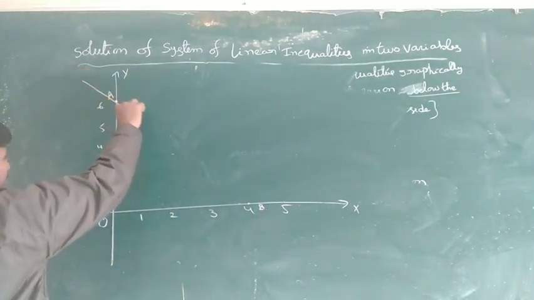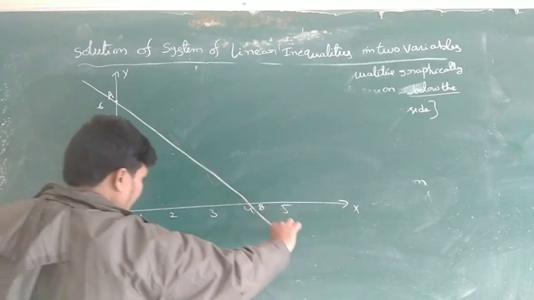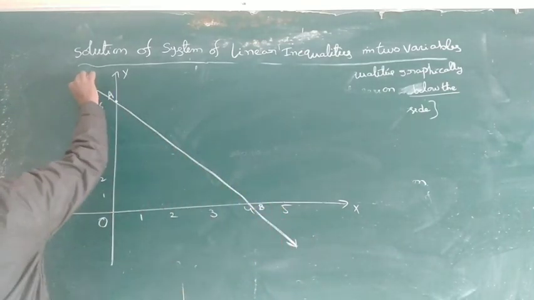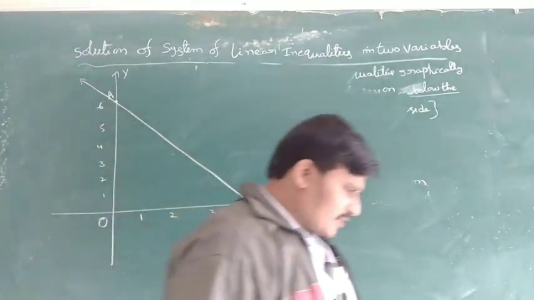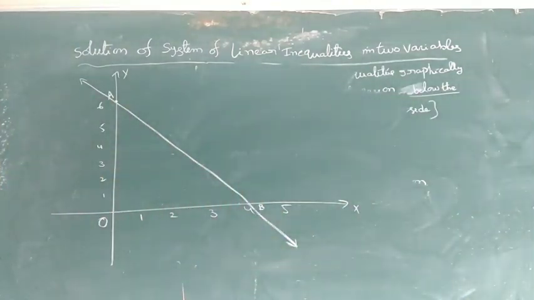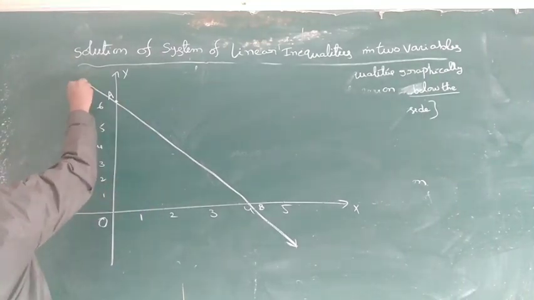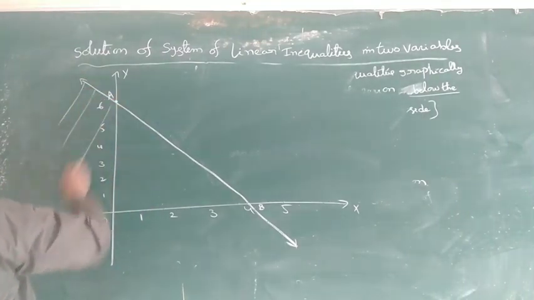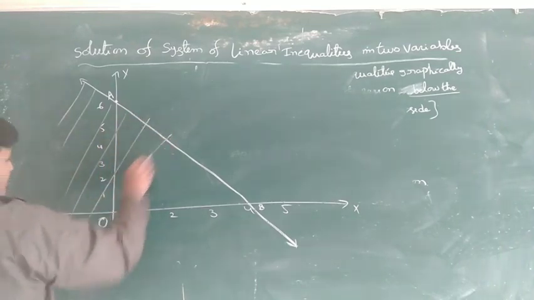So draw the line using the scale. This is true or false? Less than or equal to means true. 0 less than or equal to 12 is true. True means what? Origin side. True means origin side. This is the origin side.